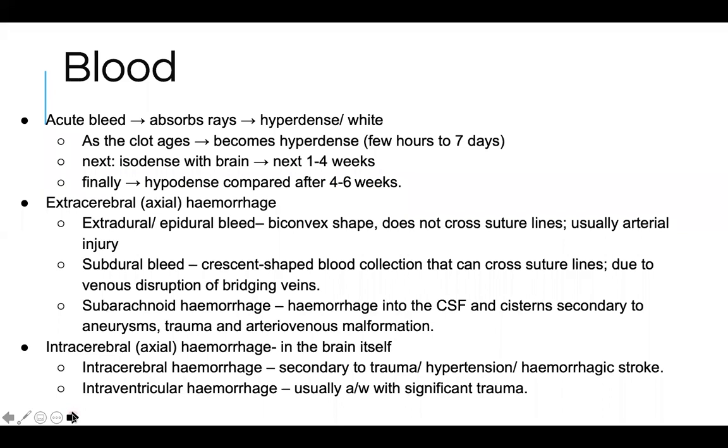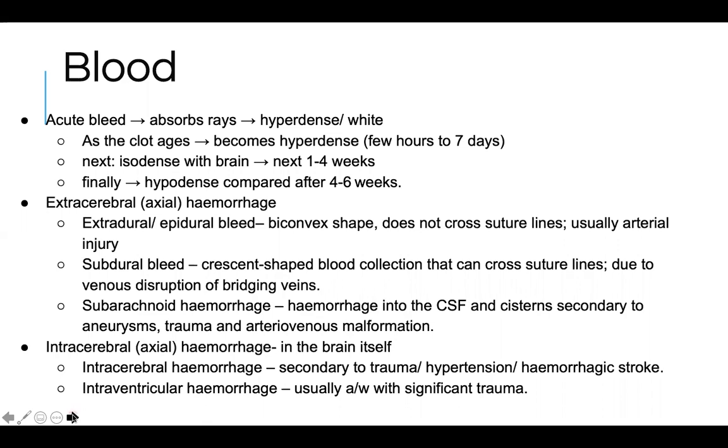So we'll start with extradural hematomas, or like I said, epidural bleeds. They're generally biconvex in shape. They do not cross suture lines, and they usually result from an arterial injury. So for example, blunt trauma to the skull and damage to the middle meningeal artery could result in an epidural bleed.